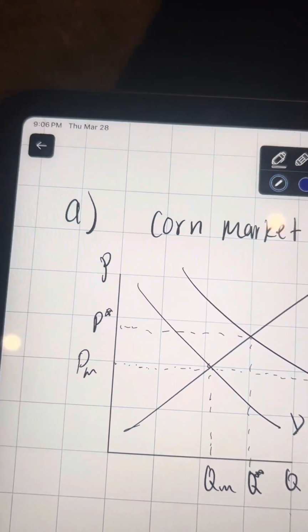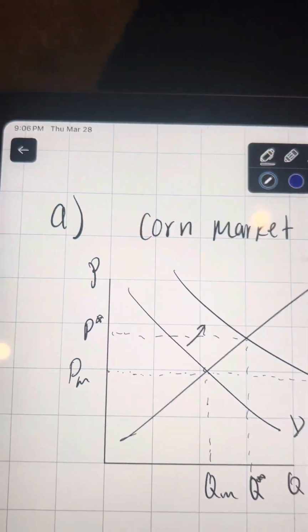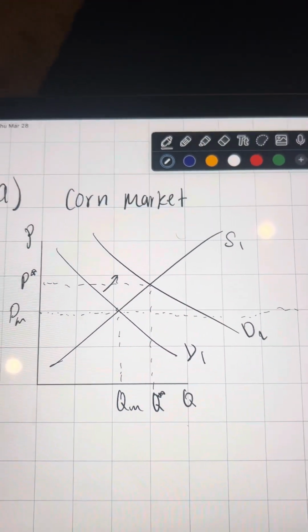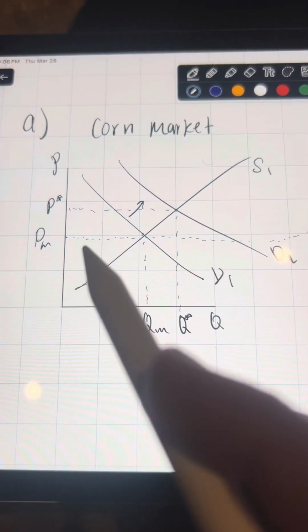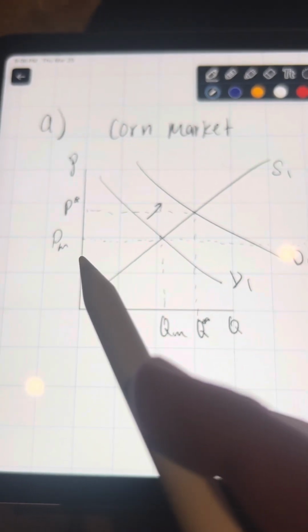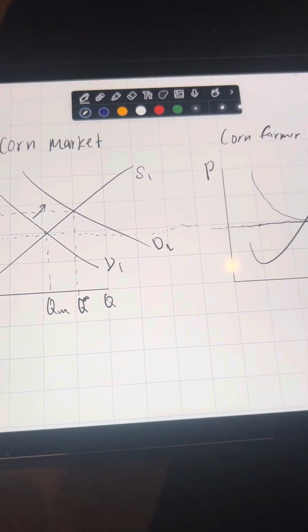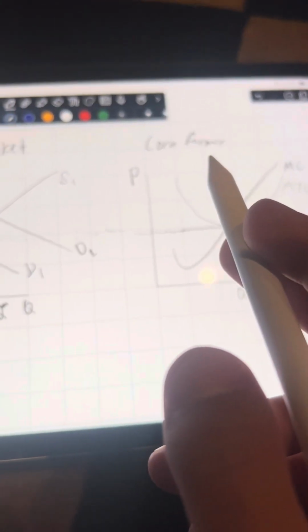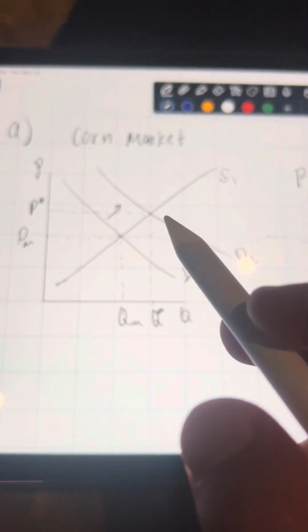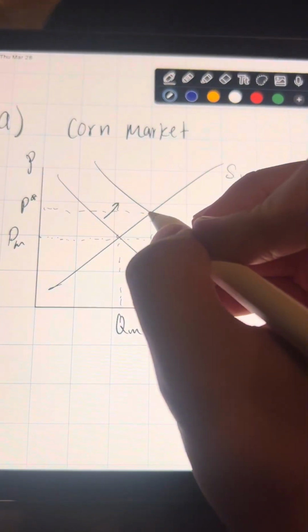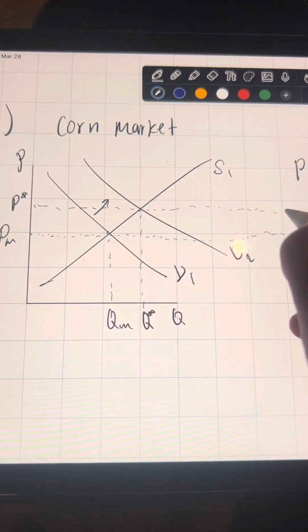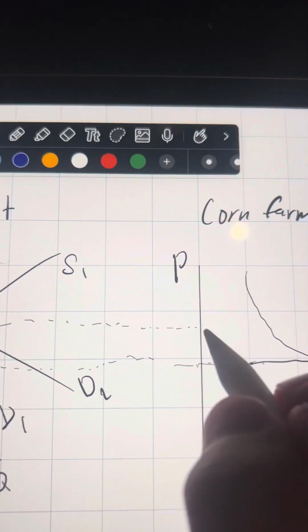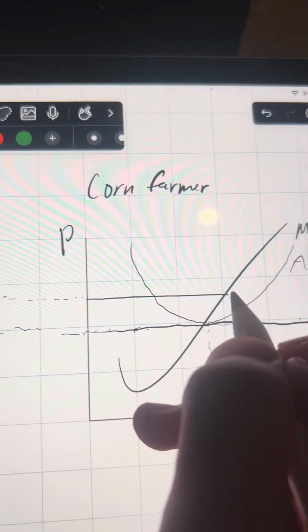You could even use a little arrow just so that the people grading it could see that demand shift very clearly. So just like how in part A1, the price line transcended into the demand line of the corn farmer graph, same thing's gonna happen here after the demand shift. So dot it up, dot it up, dot it up. And here we are on our corn farmer graph. We could draw a straight line now.